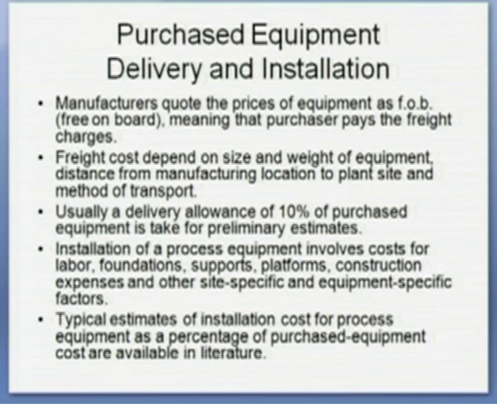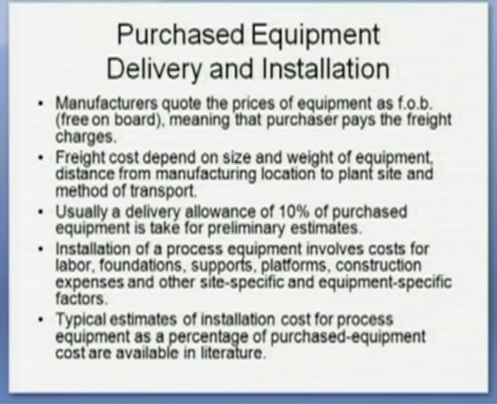Usually a delivery allowance of 10% of purchased equipment cost is taken for a preliminary estimate. Then installation of process equipment involves the cost of labor, making concrete foundations if the material is heavy, then certain supports, steel or structural support, then platforms, construction expenses and other site specific and equipment specific factors. Now these also add to the total installed cost of the equipment, over and above the purchase cost. The typical estimate of installed cost for process equipment as a percentage of purchased equipment is available in literature. Now let us see what those are.